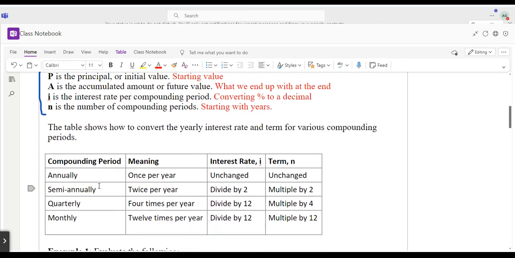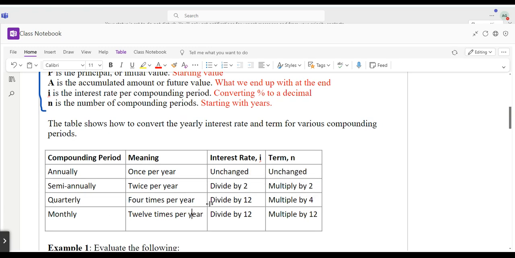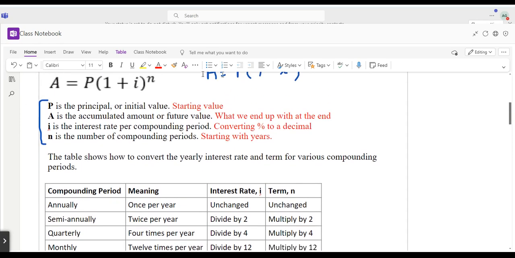However, if something says semi-annually, that means it's twice per year. So our i term must be divided by 2, and our n term must be multiplied by 2. Quarterly means 4 times per year, and so we must divide by 4 and multiply by 4. Monthly is 12 times per year, so we divide by 12, multiply by 12. And I made little corrections here because I'm not sure why I wrote the wrong thing, but these things happen. Okay, so these are all the information we need to know in order to continue.